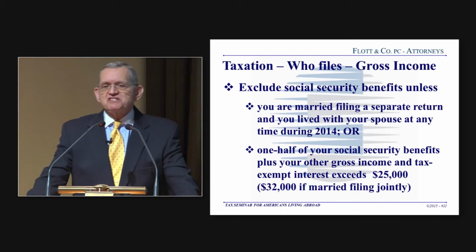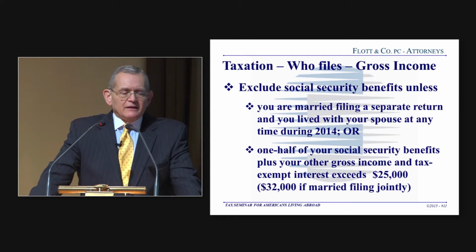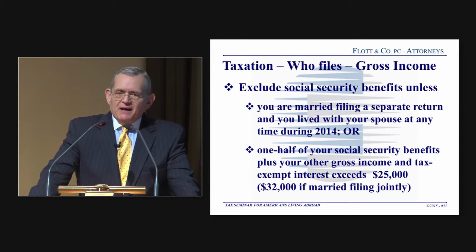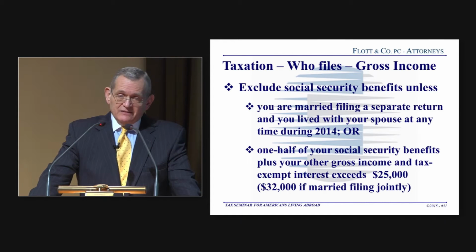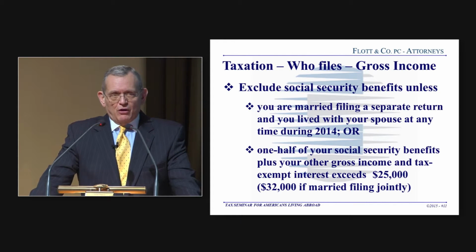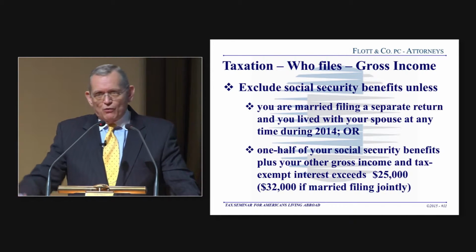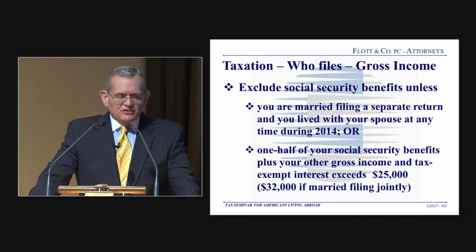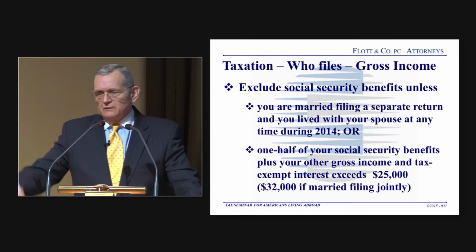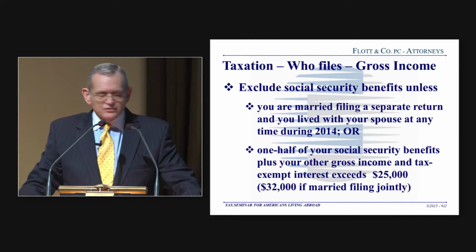Now, what's gross income? Well, you exclude Social Security benefits in calculating gross income unless, this is typical tax law. You do something unless, and then you give an either or. So it makes it all the more difficult to understand. But you exclude Social Security benefits unless you're married, filing a separate return, and you live with your spouse at any time during 2014, 11, 12, whatever year it was.